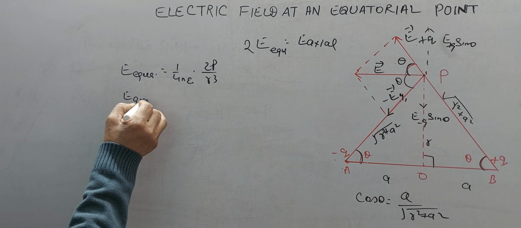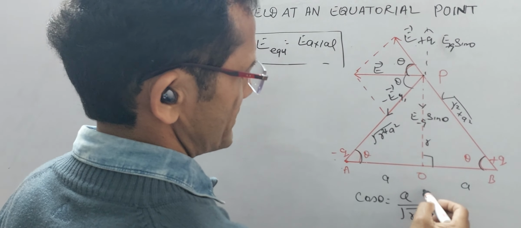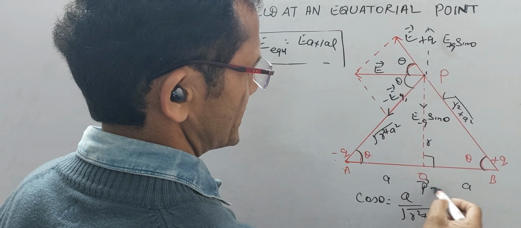Now also its direction. The direction in the case of the equatorial point is opposite to the axis of the dipole. The direction of the resultant field at the point P due to this system is just opposite to the dipole axis, just opposite to the dipole moment. Now the dipole moment has the direction from this.